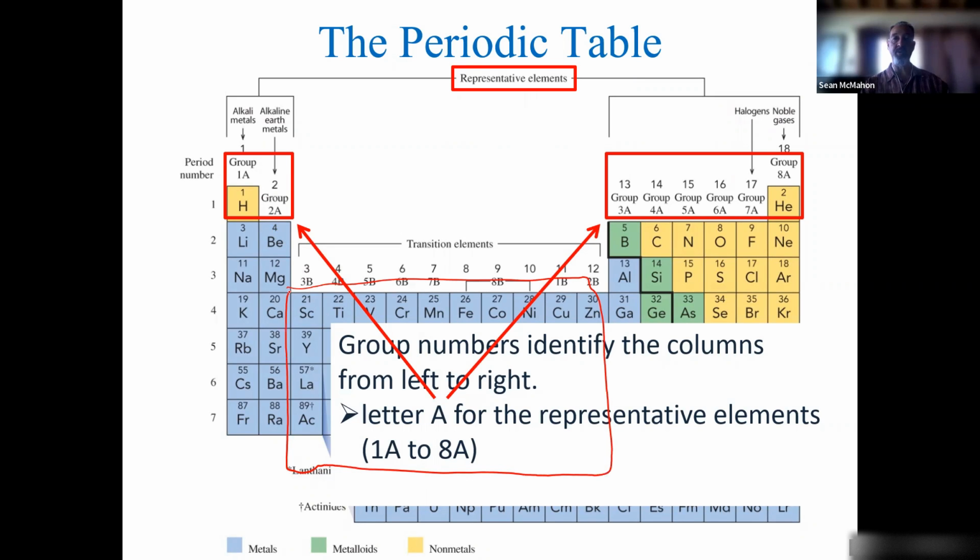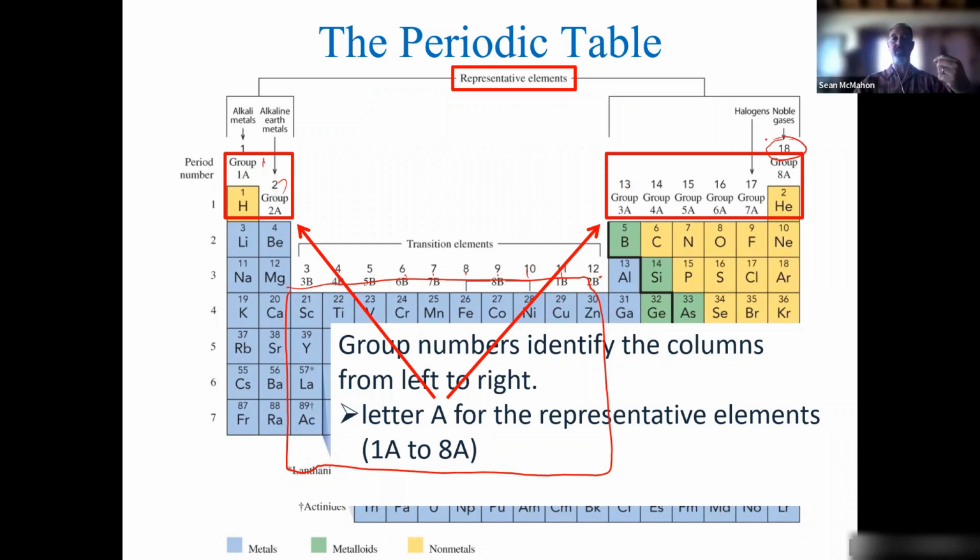So there's an older system and there's a newer system. The newer system just labels the number, so 1, 2, and then goes across 3, 4, 5, 6, 7, 8, 9, 10, 11, 12. So when I get here, it's 13 all the way across to 18.